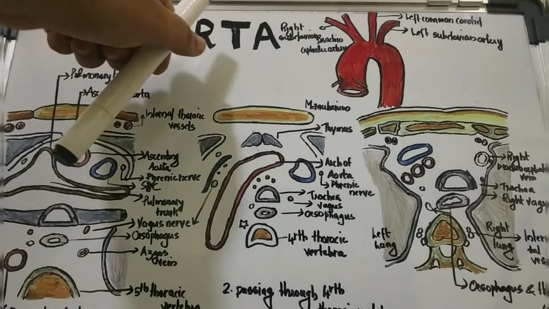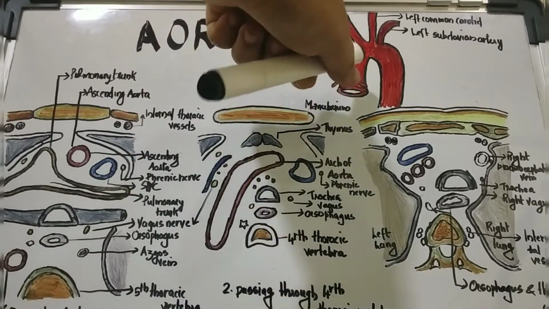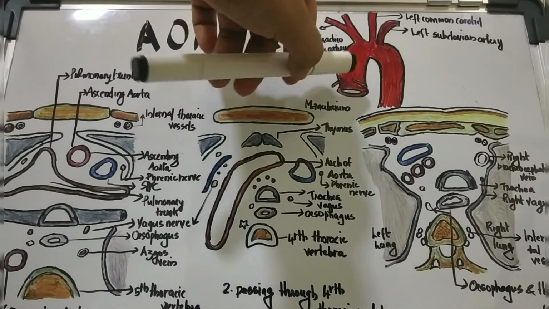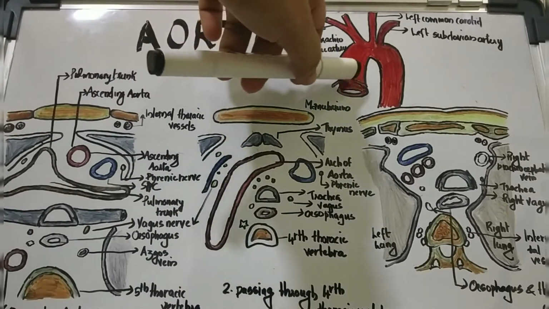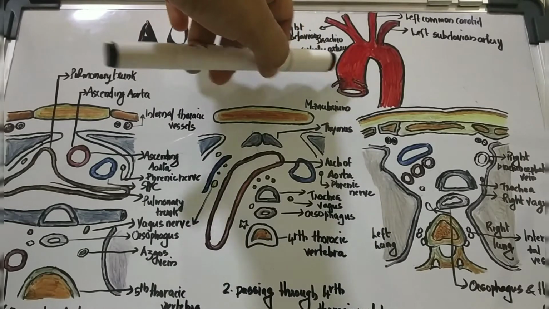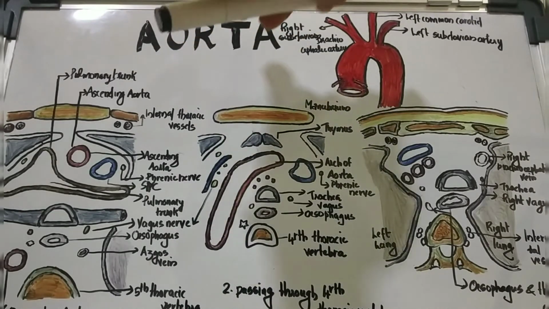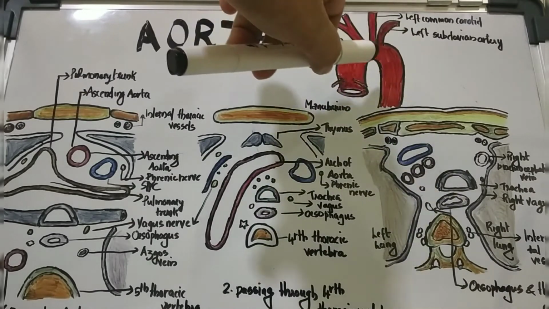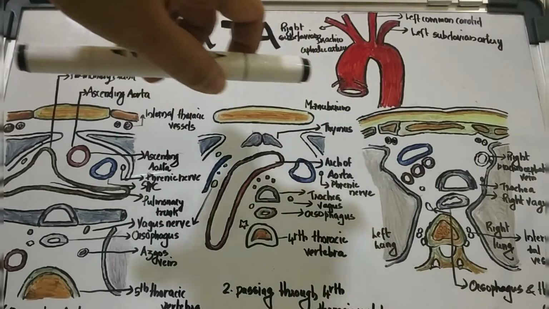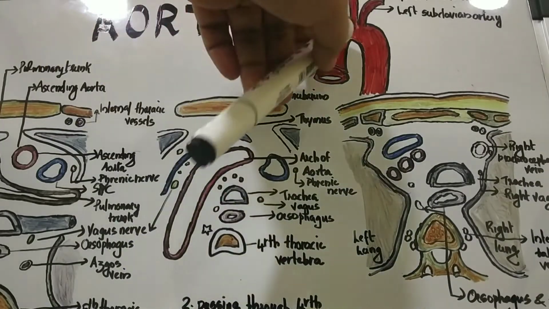The branches of the ascending aorta are from the anterior aortic sinus, from which arises the right coronary artery, and from the left posterior aortic sinus arises the left coronary artery. Next is the arch of aorta.